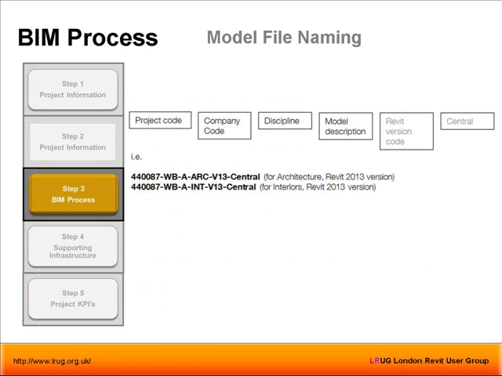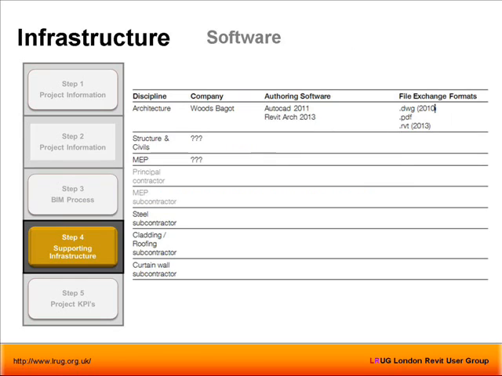Model naming, again, you can define it. Just define it. Don't talk about it here. Software, again, capture the software that you're using. Define that software platform. Exchange: how you're exchanging models? Is it Aconex, FTP, what have you? Again, define.